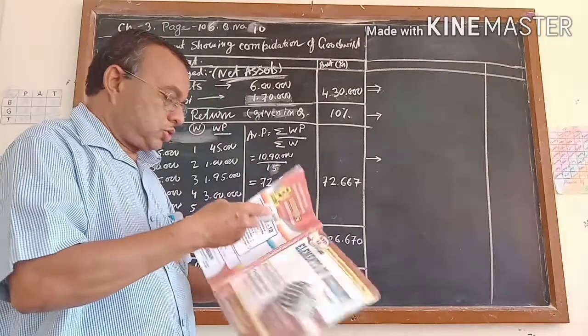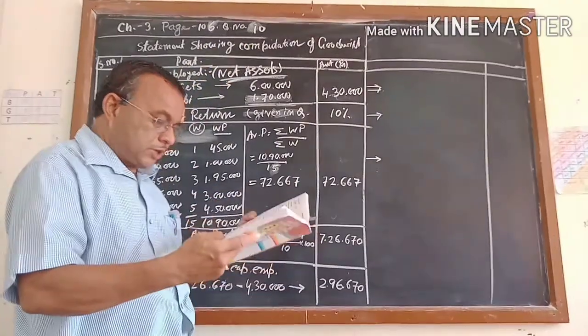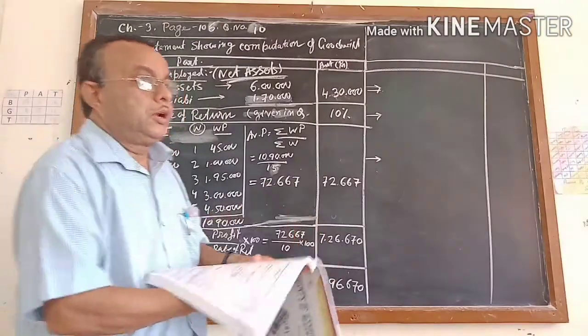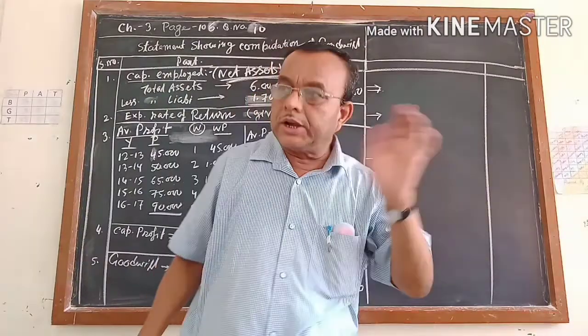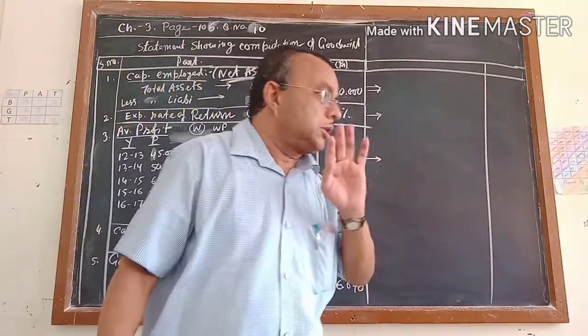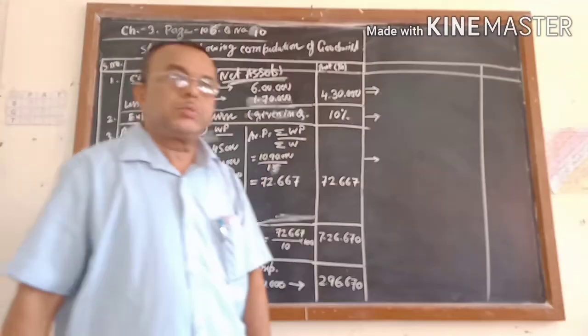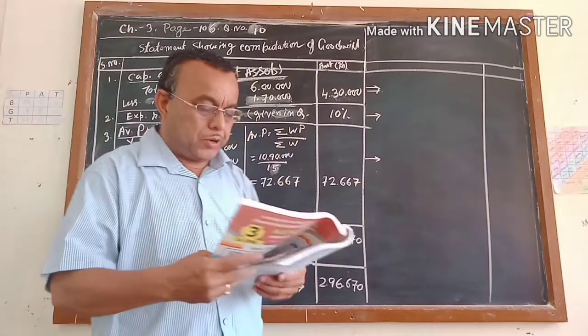One exercise, question number 10 of page number 106. Let me explain the question, after that I will tell you. Once again I want to tell you, the third method has 6 steps. The fourth method has 5 steps. Out of those, a few steps are common.